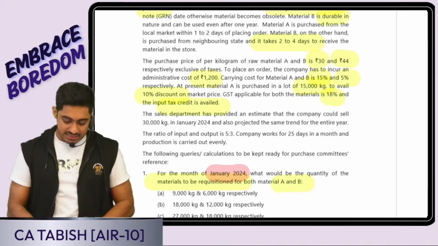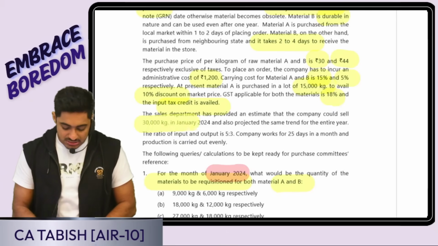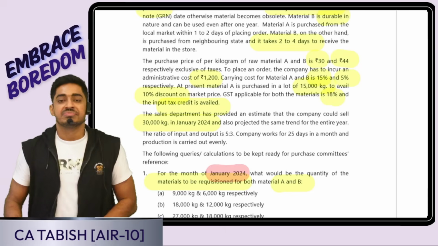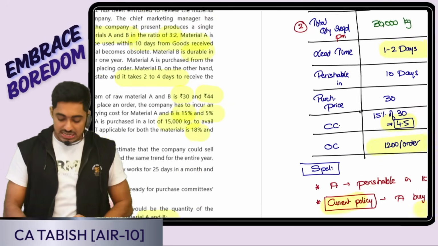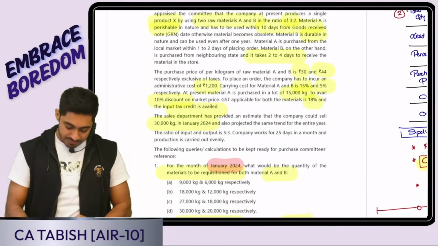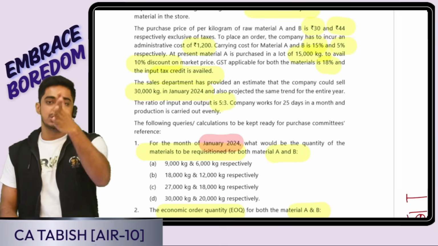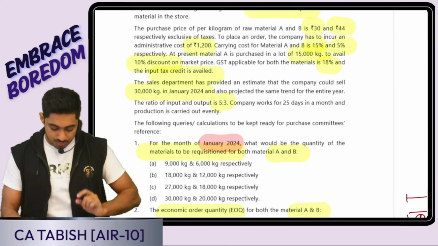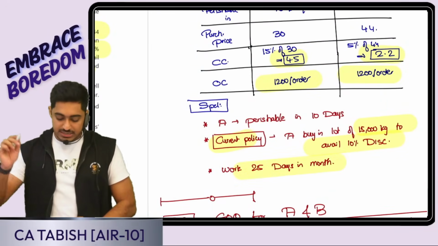What else is the question telling? The sales department has provided an estimate that the company could sell 30,000 kg in January. Which product are we producing? X. How many units will I be in a position to sell? 30,000 units in the month of January. The ratio of input to output is 5:3. The company works 25 days in a month and production is carried out evenly.